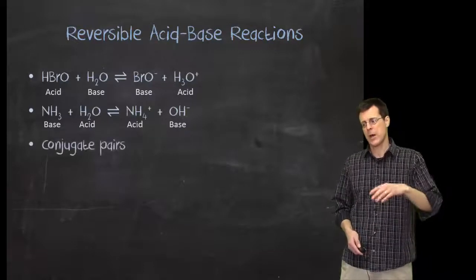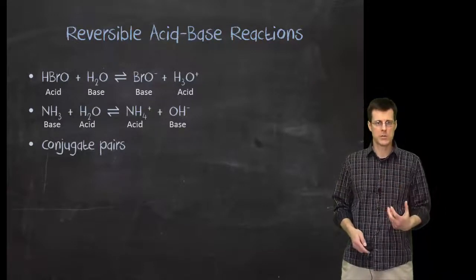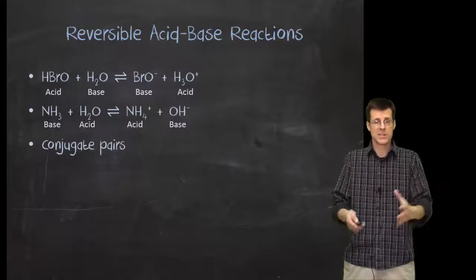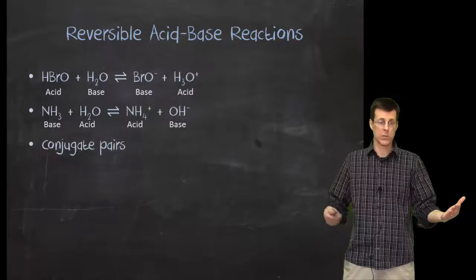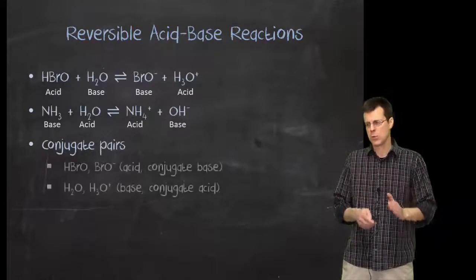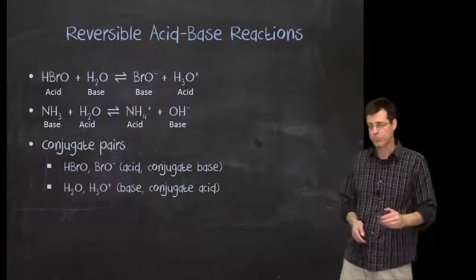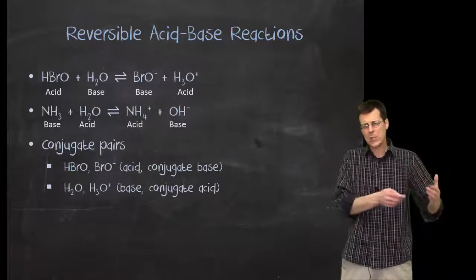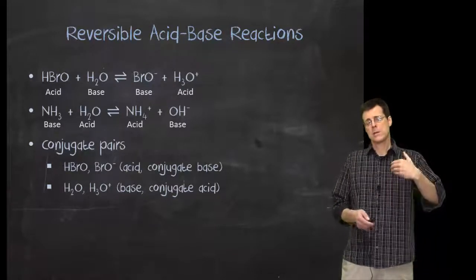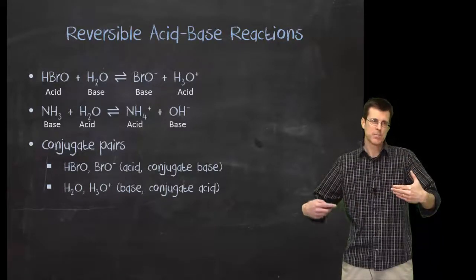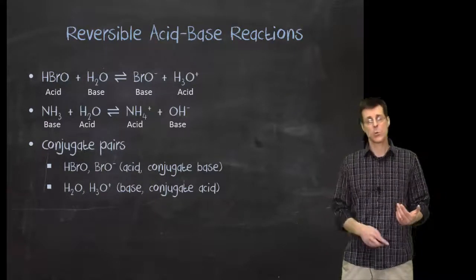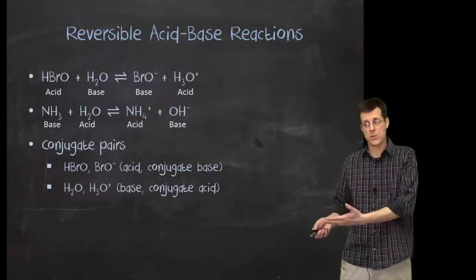So what we do with that is we talk about conjugate pairs. And a conjugate pair is two things that exist in the same reaction. One is a product, one is a reactant. But more than that, they differ by one proton. So in other words, the HBrO, hypobromous acid, is the acid, and the thing that it becomes when it loses a proton, the hypobromite ion, is the conjugate base.